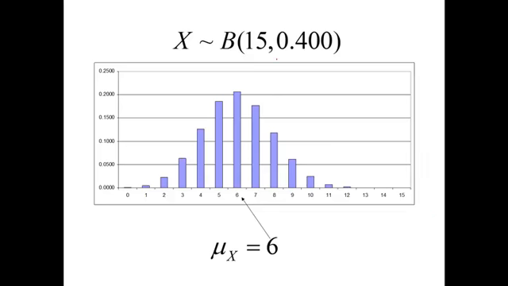You can do the same calculation with n equal to 15 and p equal to 0.4. You do that, you get 6 right there in the middle, and most of our probability is concentrated right there, because the values get very small on one side or the other.